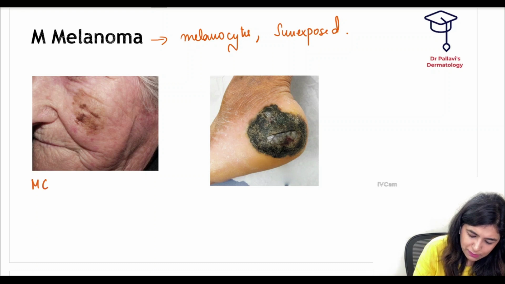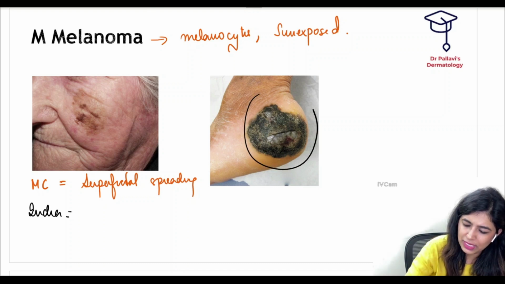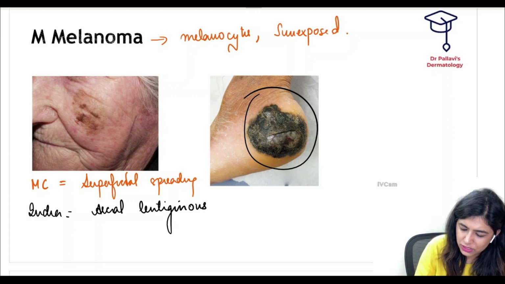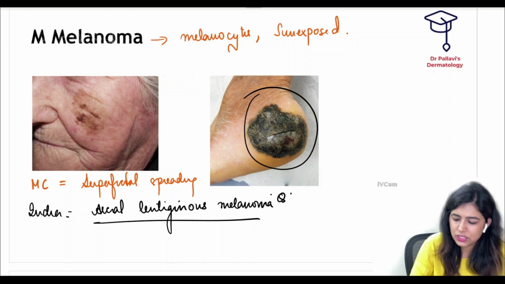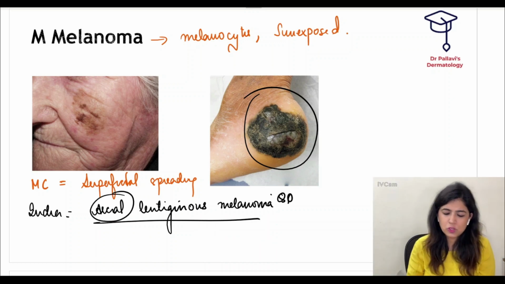The most common type of malignant melanoma is superficial spreading. This is world over. But in India, the most common type is what I've shown in the image here. That is the acral lentiginous melanoma. So the most common type seen in India is the acral lentiginous melanoma. Acral means on the acral areas, so on the hands and the feet. That is the most common type.